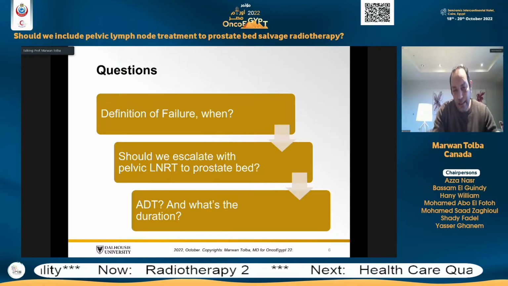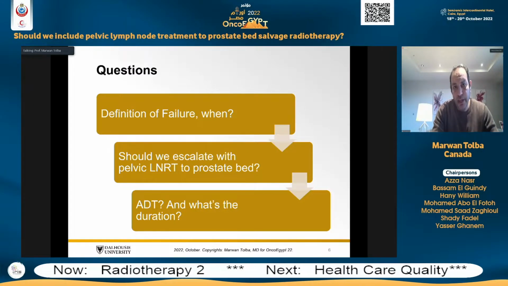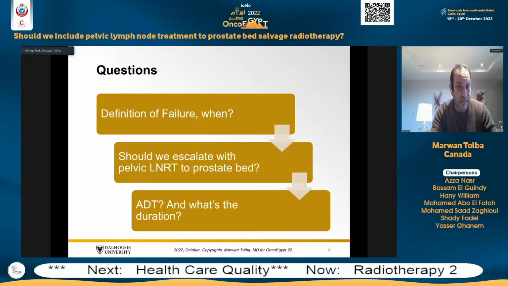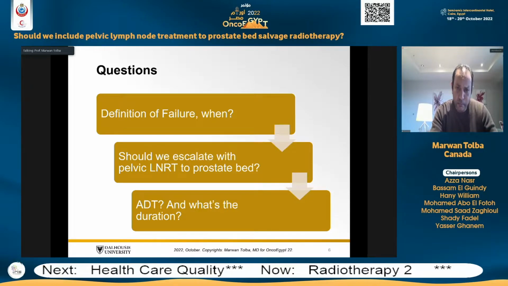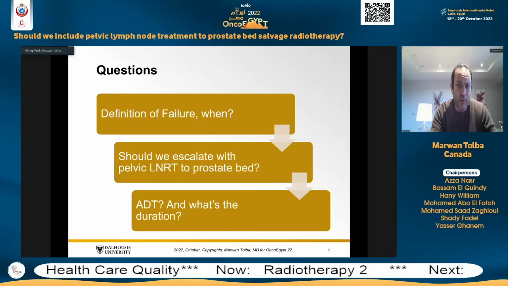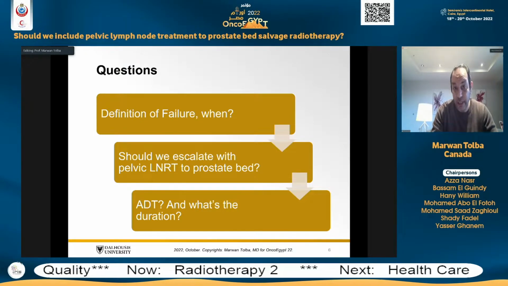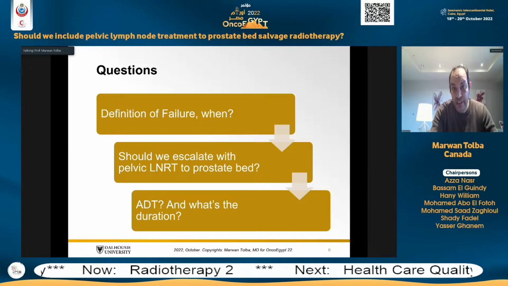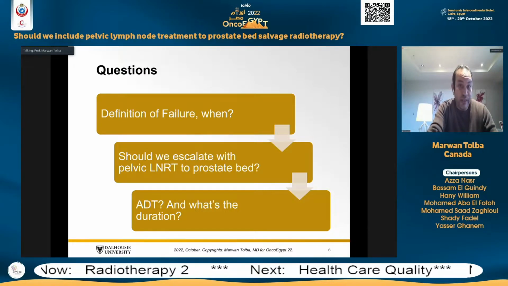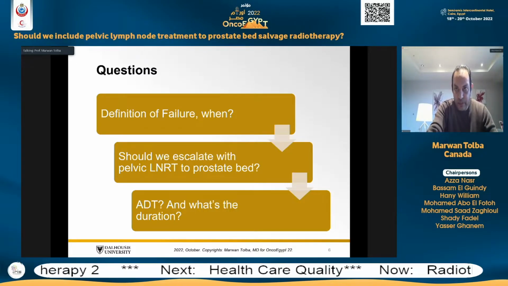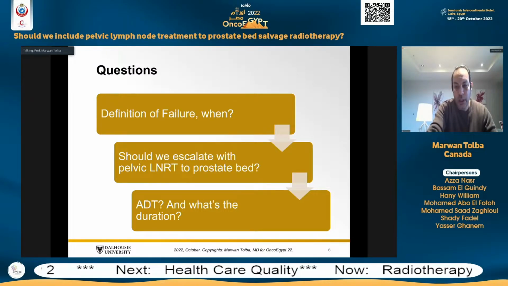So when a radiation oncologist, any one of us, sees this referral, we should have three questions to answer. What is the definition of failure? Is this failure post-prostatectomy? Should we treat this patient with escalation of both radiation therapy and ADT? And if we are adding radiation therapy to this patient's treatment, what should we do with the lymph nodes? And for the ADT, what's the optimal duration of treatment for this patient? Actually, this is a gray zone in our practice.